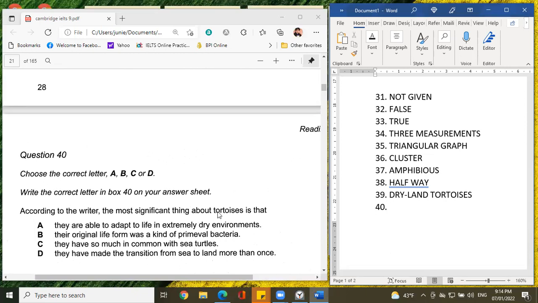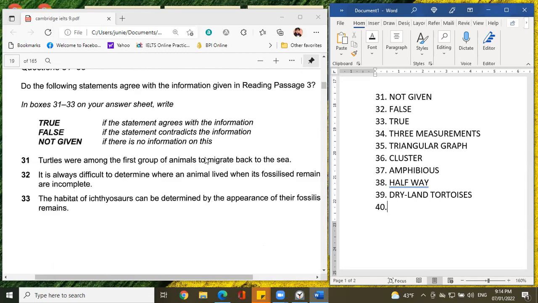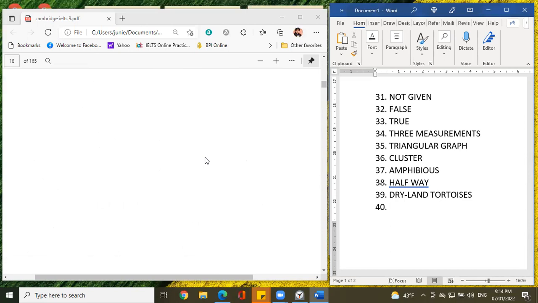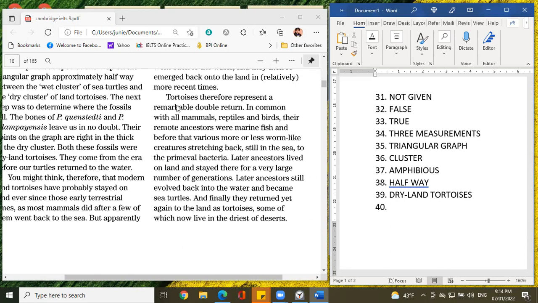According to the writer, the most significant thing about tortoises is that... nandito yan, guys, nasa bandang dulo yan. Somewhere towards the end. Tortoises therefore represent a remarkable double return. In common with all animals, reptiles, and birds, their remote ancestors were marine fish, and before that, various more or less worm-like creatures stretching back still in the sea to the primeval bacteria. Later ancestors lived on land and stayed there for a very large number of generations. Later ancestors still evolved back into the water and became sea turtles. And finally, they returned yet again to the land as tortoises, some of which now live in the driest of deserts.